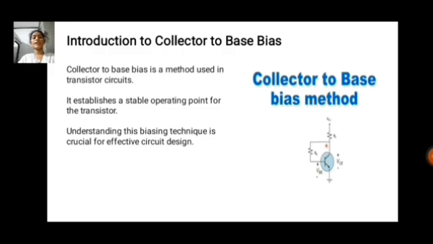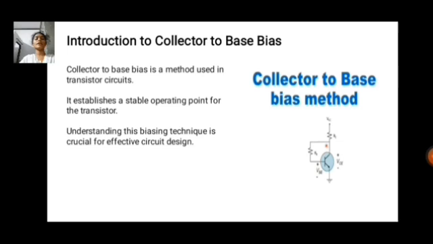In this slide, I will explain about introduction to collector to base bias. Collector to base bias is a method used in transistor circuits. It establishes a stable operating point for the transistor. Understanding this biasing technique is crucial for effective circuit design.